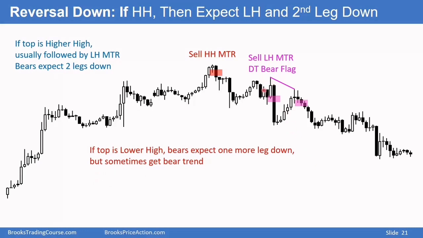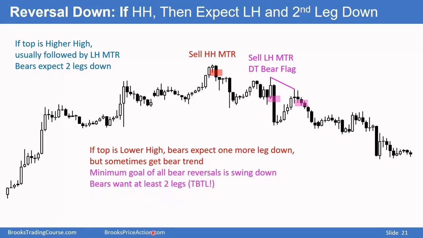If you're selling a lower top, here we have a double top lower high major trend reversal. If you take that short, you expect at least one more leg down because with a reversal, you're expecting two legs down, 1 pullback, 2. If you're selling after the first leg down, if you're selling a lower high, your minimum goal is one more leg down, although you can get many more legs down. Remember, the minimum goal of all bear reversals is a swing trade, and you're looking for at least 2 legs, 10 bars, 2 legs. TBTL, 10 bars, 2 legs.